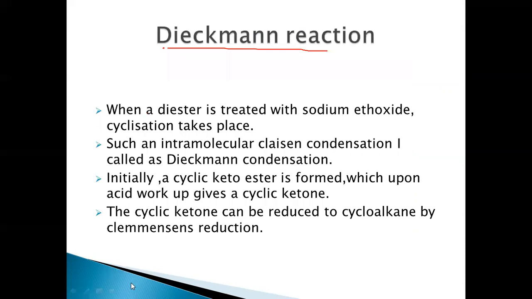This reaction, on a bigger picture, we are treating the diester with sodium ethoxide in order to cyclize it. That is, cyclization will take place, resulting in the formation of cyclic keto ester, that is beta keto ester. Then upon acidic workup, followed by hydrolysis and heating, will give you this ketone, which on Clemmensen's reduction will give you the final product, that is cycloalkane.